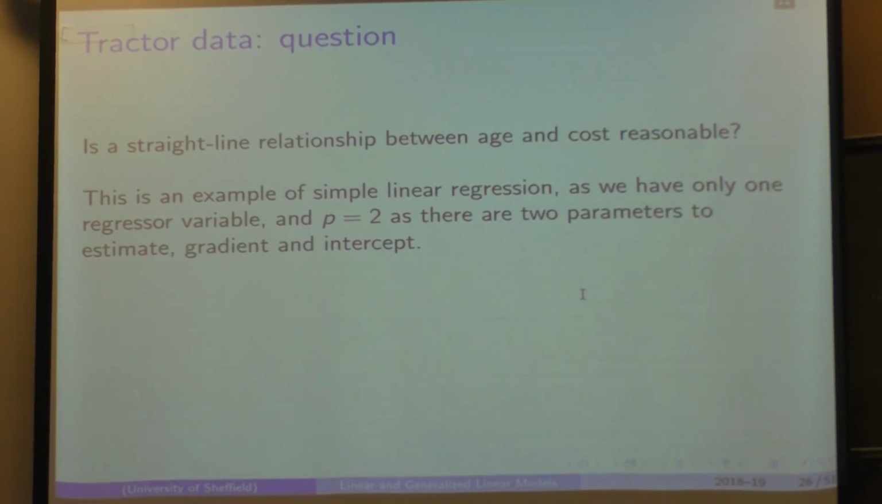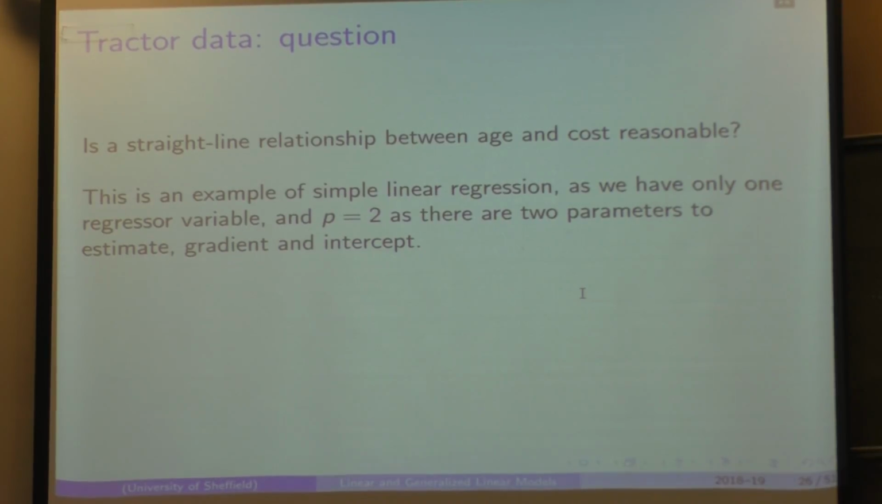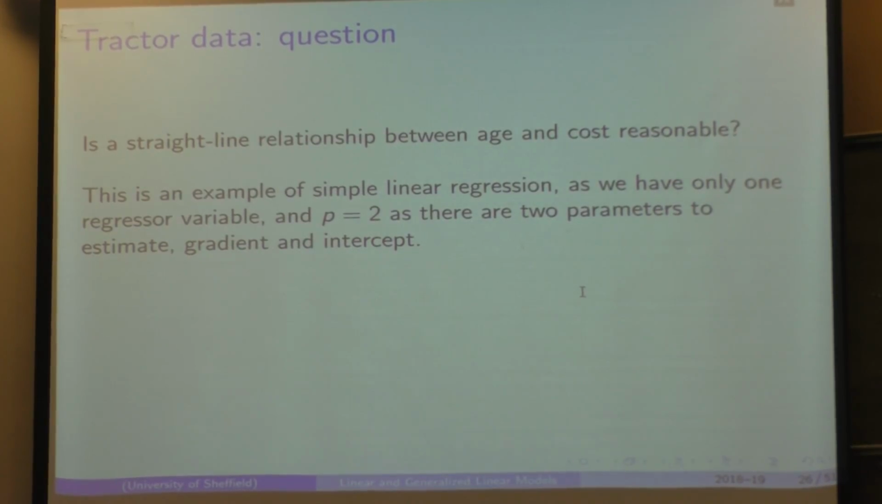Our only explanatory variable is going to be age, so our design matrix will just have 2 columns, one of which will be a column of 1s, and the other one will be the ages of the tractors. Okay? And 2 parameters to estimate: the gradient of the line and its intercept with the y-axis.